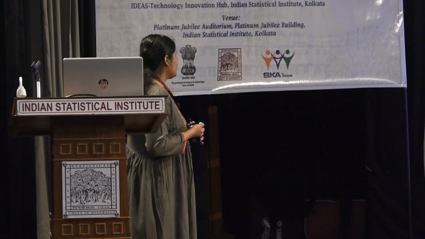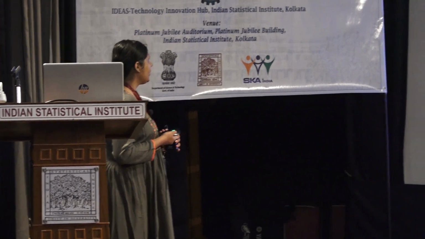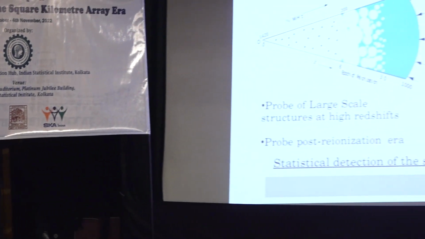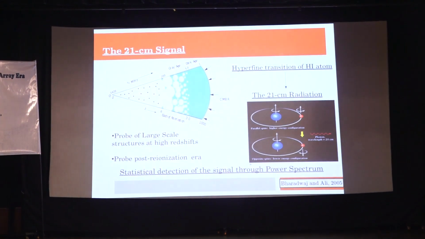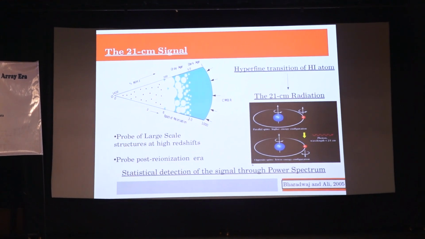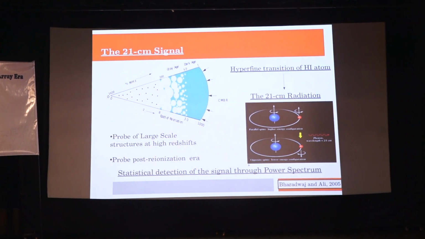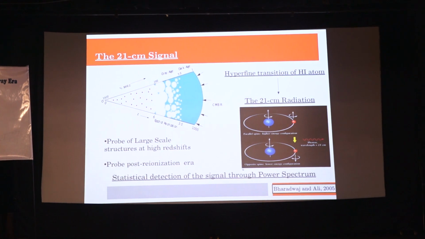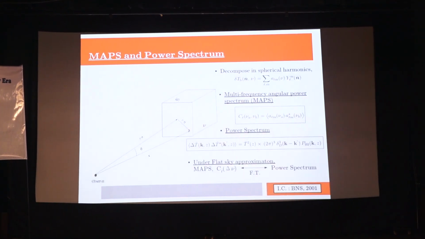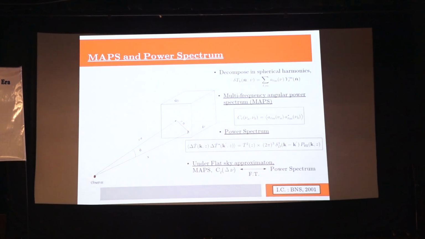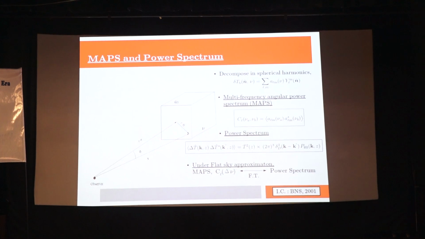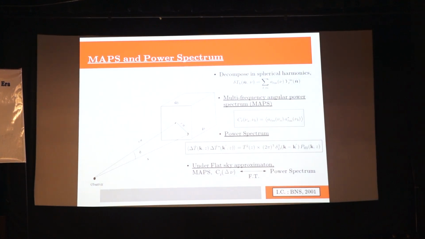Now, since a lot has already been talked about the importance of detecting the 21 centimeter signal, let me start from the part where what we are trying to do is make a statistical detection of the 21 centimeter signal through power spectrum estimation using radio interferometric observations. So this is the system that we are considering, where there are the telescopes over here which are pointing towards this direction in the sky and observing this volume. And this frequency basically substitutes for the line of sight distance information.